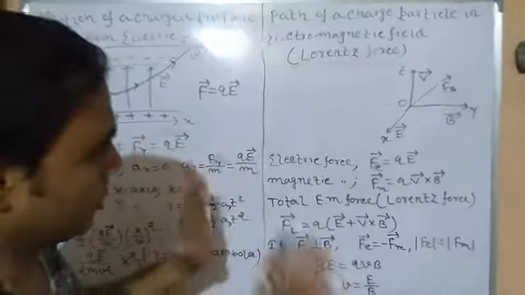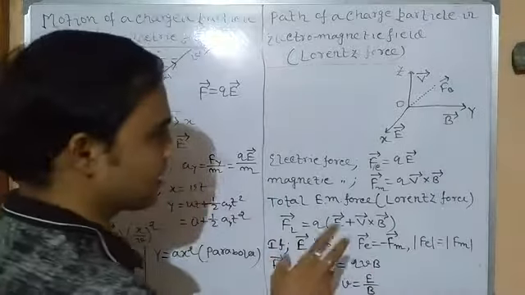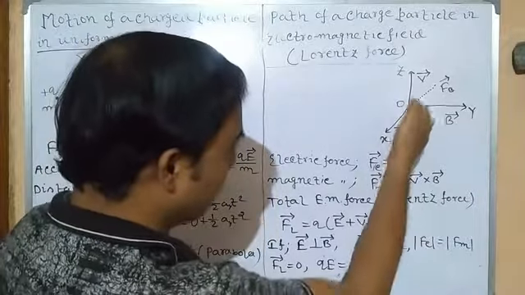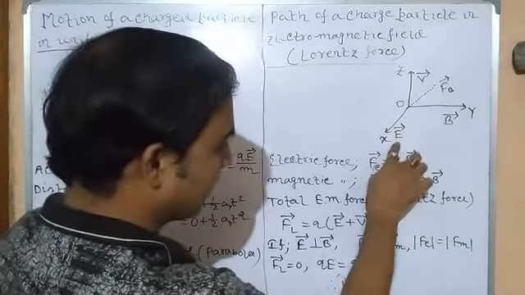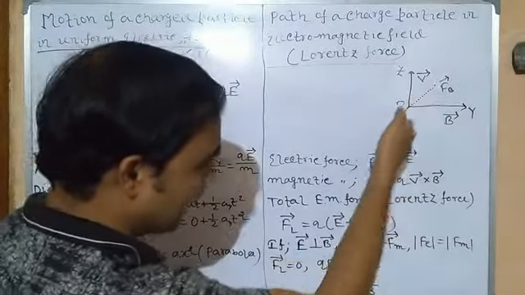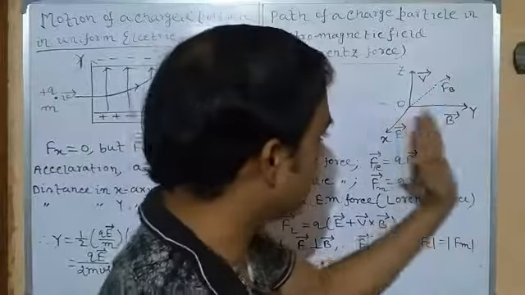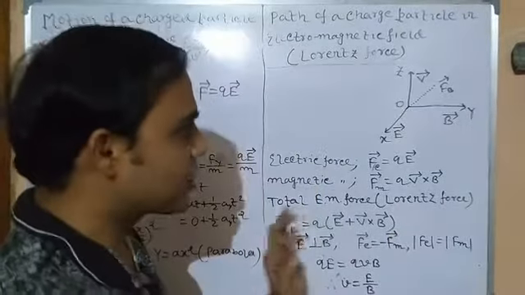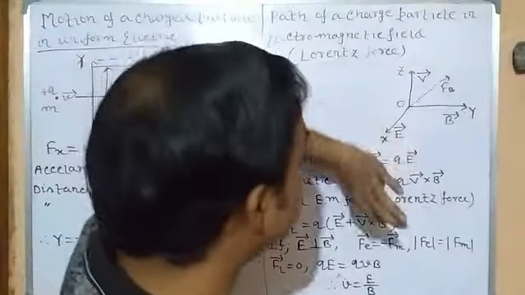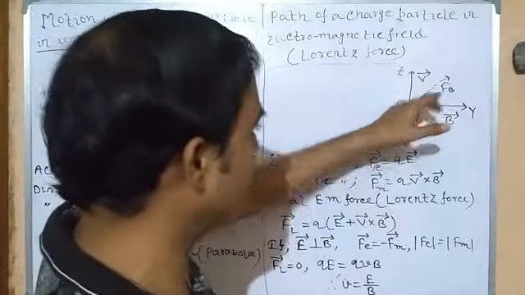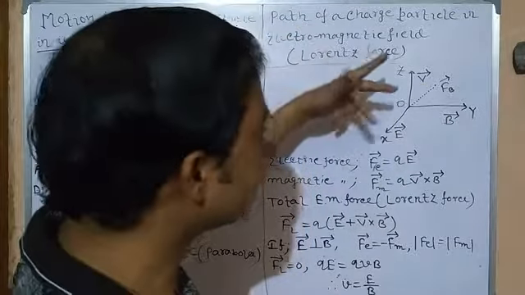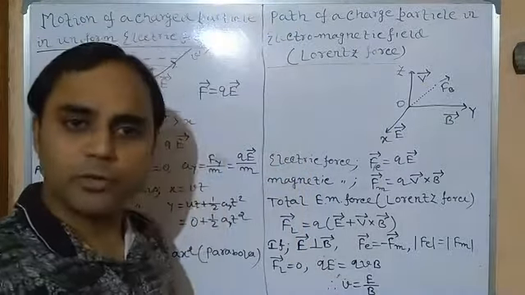Now you can see the diagram here, with an electric charge. First of all, we have drawn a three-dimensional space. Here E represents the electric field, acting along the x-axis. Clear? The magnetic field B is acting along the y-axis, and the charge is moving with velocity v along the z-axis. So these three axes are mutually perpendicular to each other.